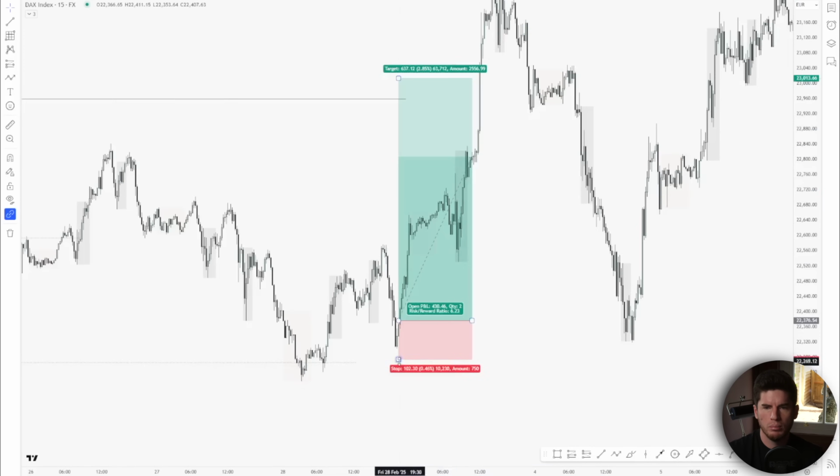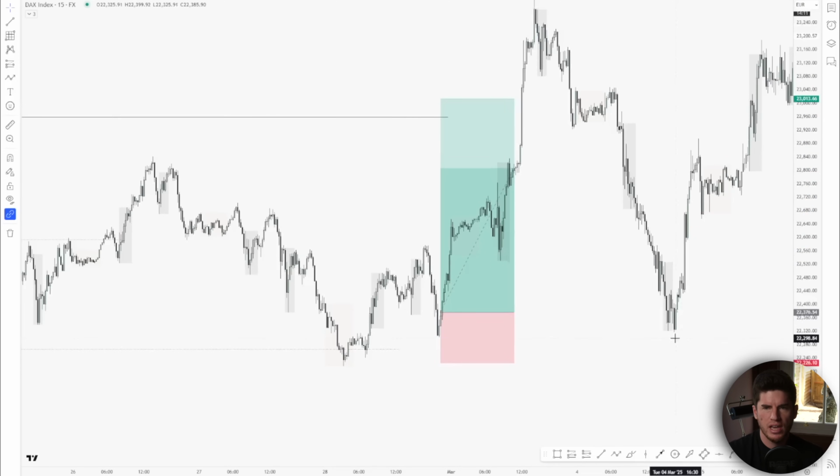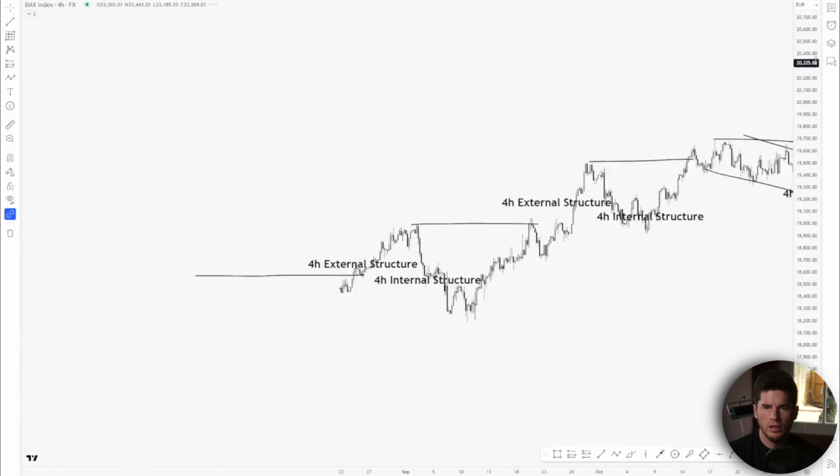I had a slightly larger stop. I had about a 4 to 1 on this position, and profits were taken, right? Now let's go back to the 4 hour, and let's just pick a random other internal range structure.